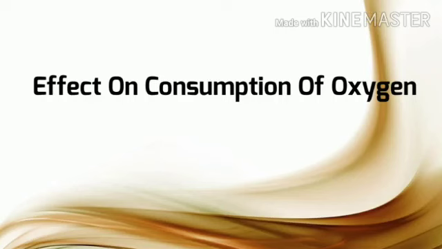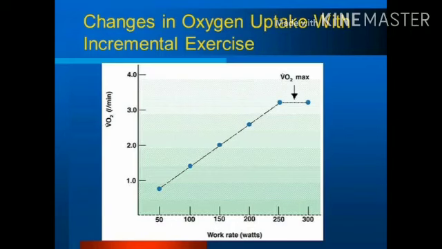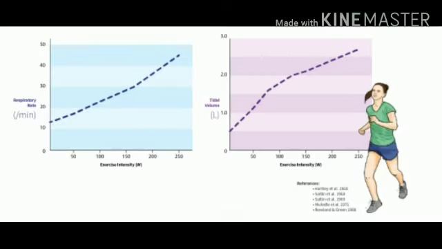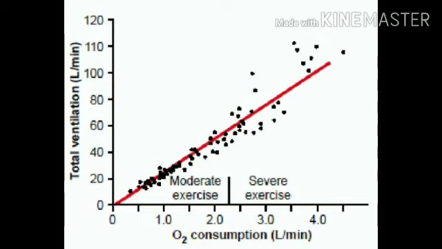Number 3 is effect on consumption of oxygen. Oxygen consumed by the tissues, particularly the skeletal muscles, is greatly enhanced during exercise because of vasodilatation in muscles during exercise. More amount of blood flows through the muscle and more amount of oxygen diffuses into the muscle from blood. The amount of oxygen utilized by the muscles is directly proportional to the amount of oxygen available.